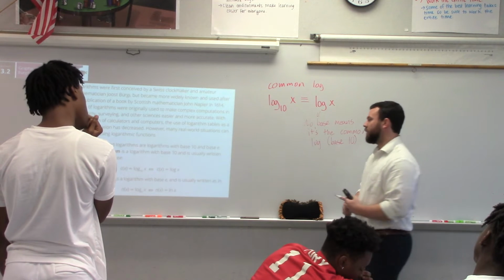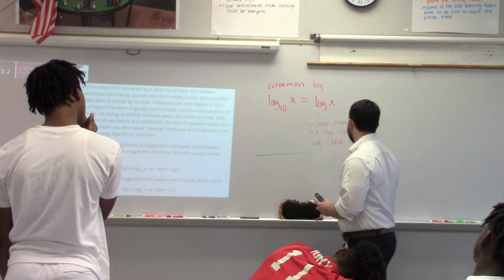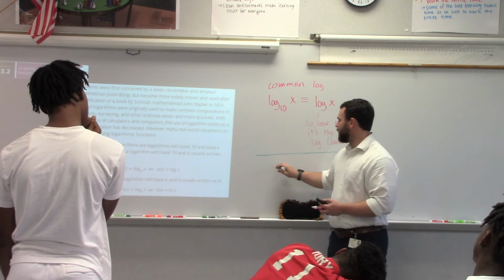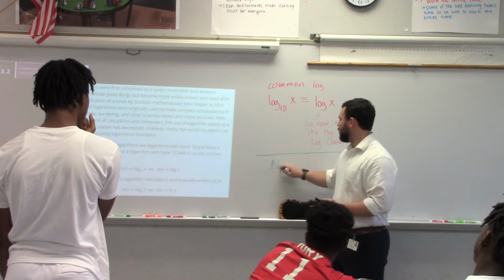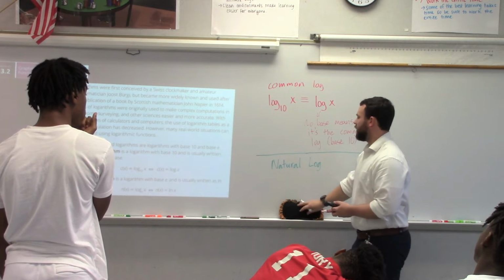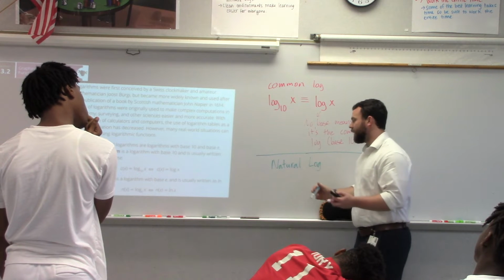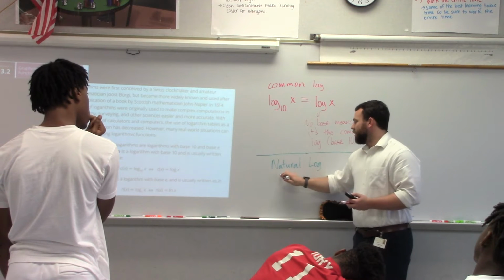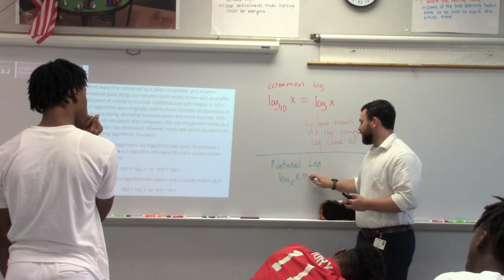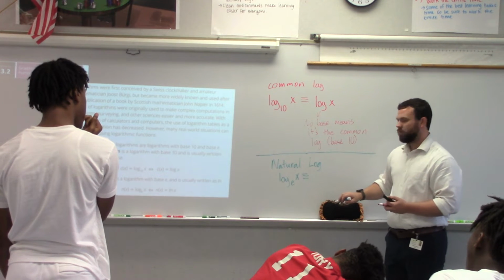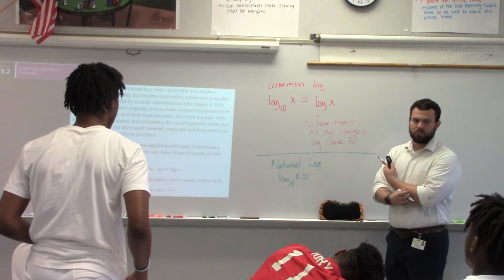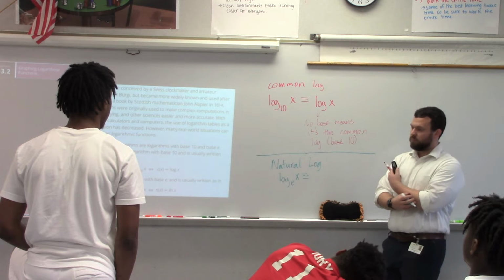The other, and honestly even more common logarithm, is the natural log. And so, what is the base for the natural log? E. That's why it's called the natural log, because this base e shows up in literally nature all the time. And so if you see log base e of x, that is equivalent to, how have we written log base e of x in the past?